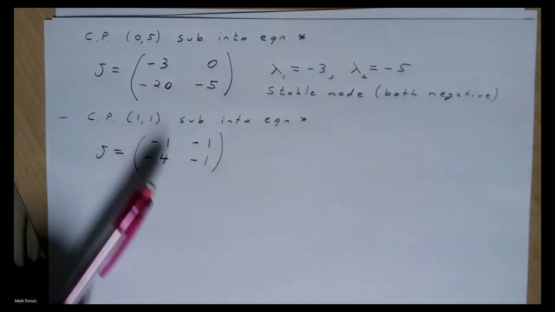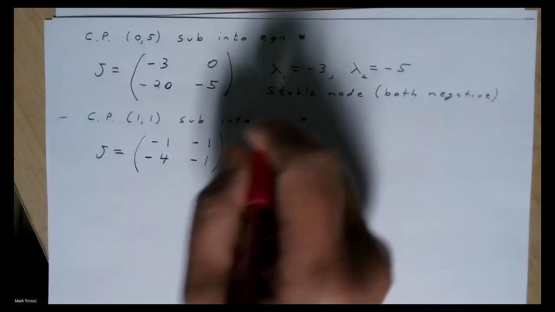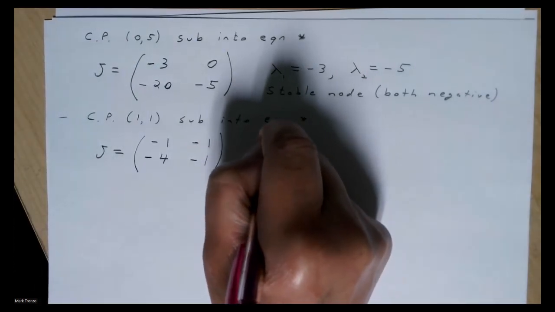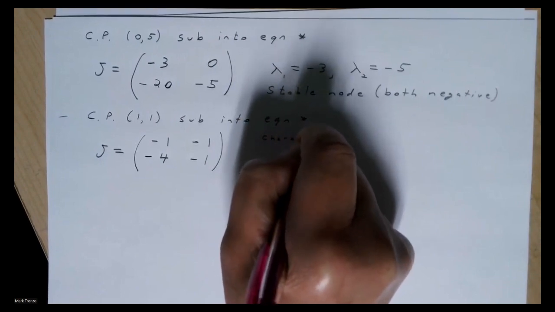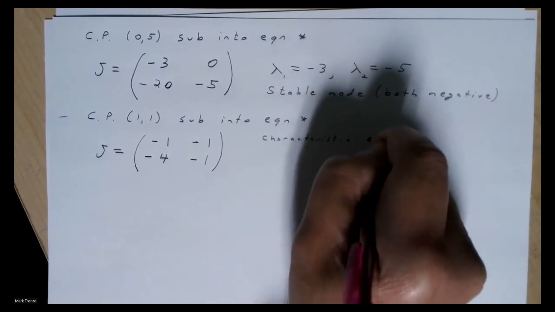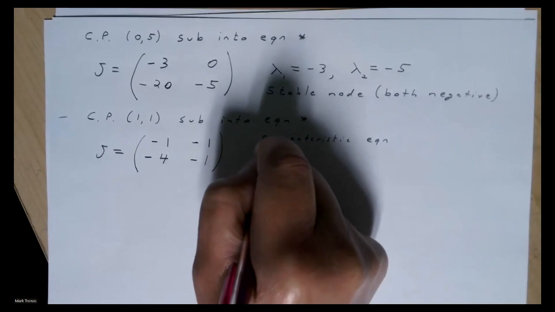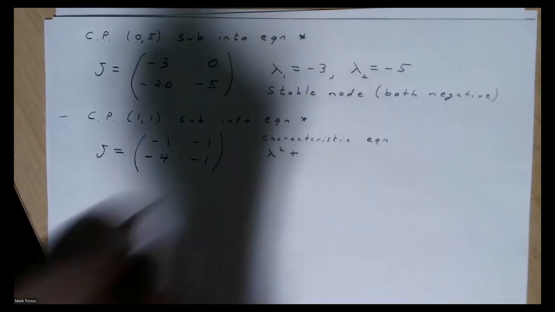So for this one, we have to do a little bit of work since it's not a triangular matrix. And you can find the eigenvalues in the standard way. I'm sure you know how to do that by now. Though for a 2x2, there's a little trick you can use to find your characteristic equation more quickly. This just works for a 2x2.